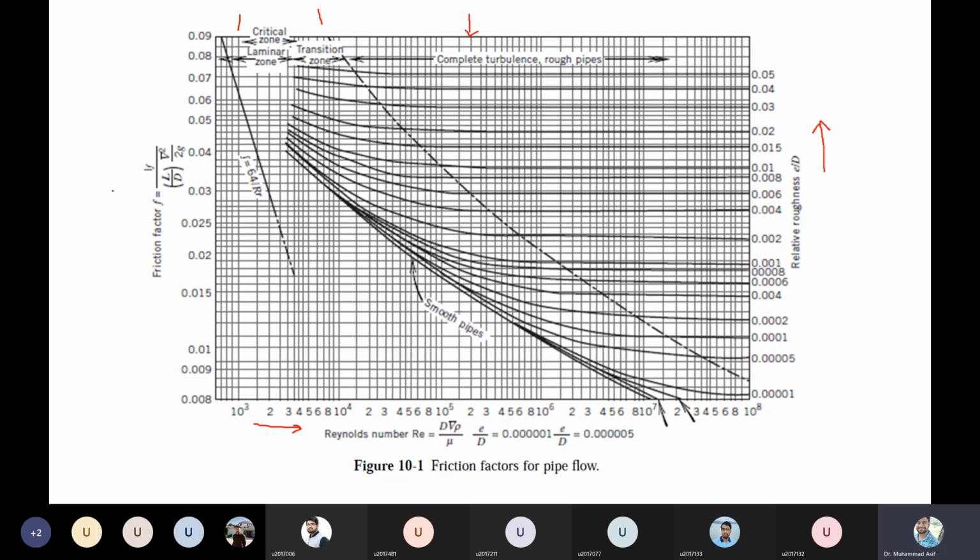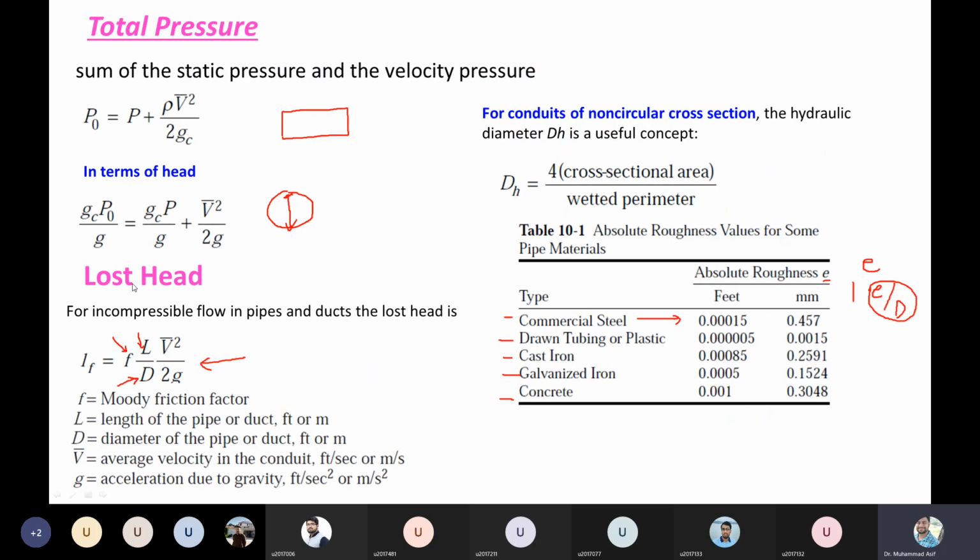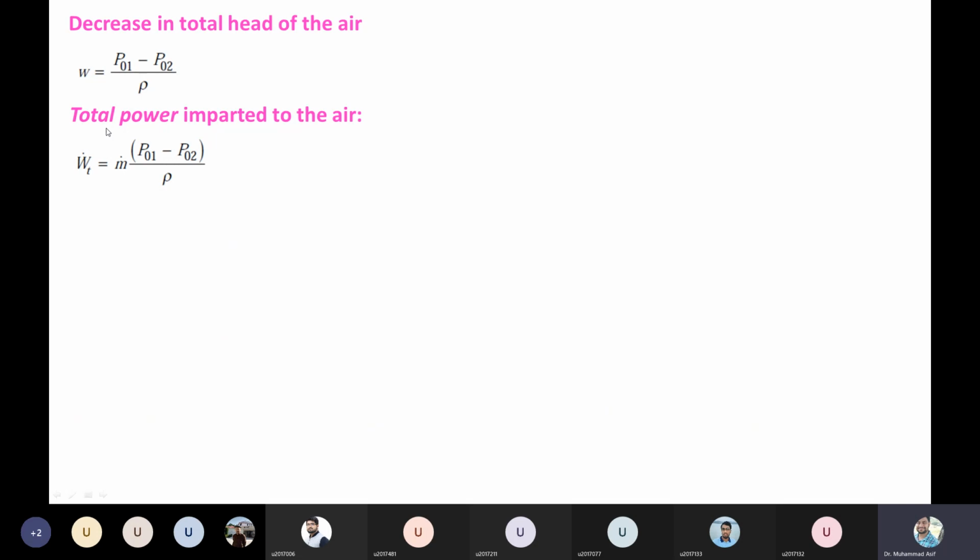And from this graph, you can calculate the value of f, the friction factor, and then by putting this value of the friction factor in that equation, you can have the loss head. And then the decrease in total head you can calculate from this formula, the difference of the total pressure divided by the density. And similarly, the total power imparted to the air can be calculated with the help of this equation. I mean, there's the difference of the total pressure.